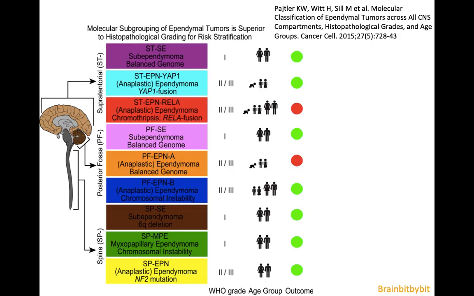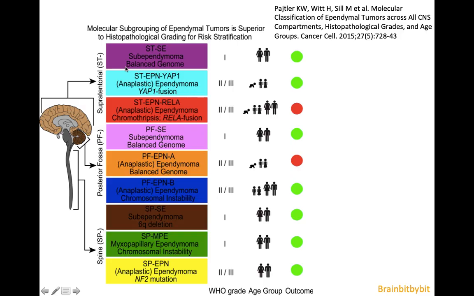And when you want to predict the risk for the patient, the molecular pattern and genetic profile is more predictive than the histopathological grading. And you might know that in the most recent WHO classification, the ependymomas and the ependymal tumors have been rearranged. So there are 3 locations, and at each location 3 different molecular profiles with different risk profiles.